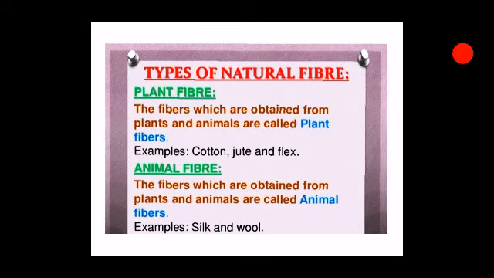Types of natural fibers. First is plant fiber and second is animal fiber. In this slide, from the plant fiber, you just need to remove this animal. It's by mistake. And in the animal fiber, you just need to remove the plant. Otherwise, the definition is fine. The fibers which are obtained only from plants are called plant fibers. Examples are cotton, jute and flax. And the fibers which are obtained only from animals are called animal fibers. Examples are silk and wool.